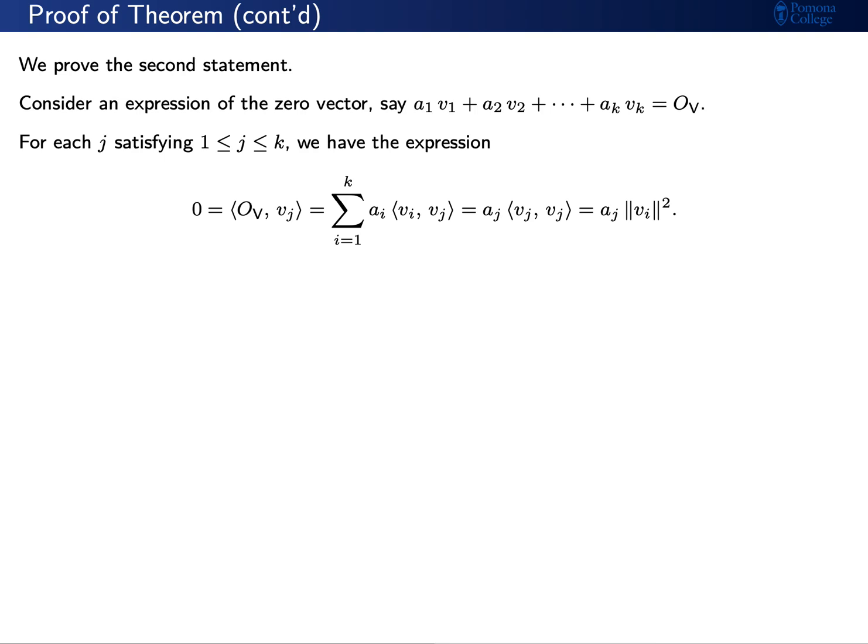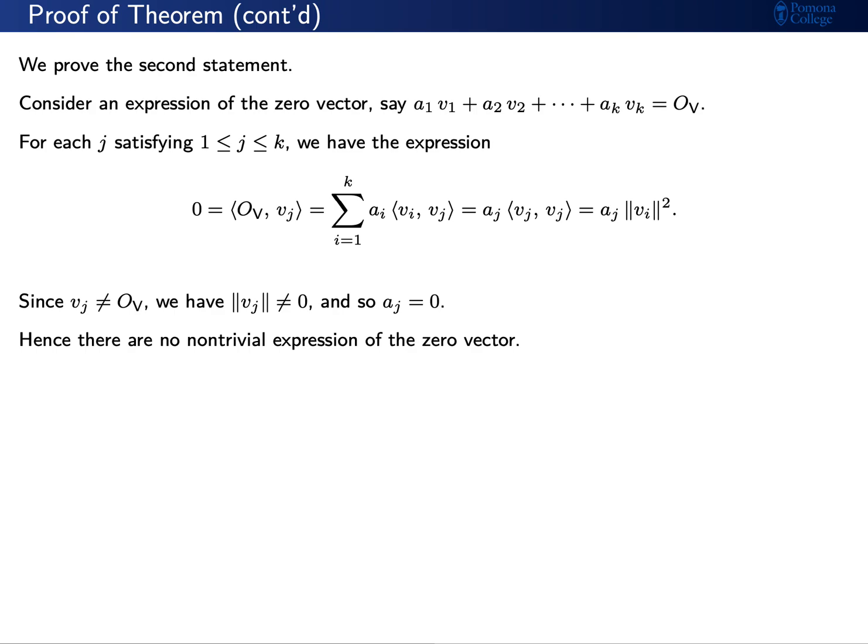If we take the inner product of this sum with our vector v sub j, then of course the inner product of any vector with the zero vector is zero as a scalar, but also using the fact that we have an orthogonal set, we now see that we actually have a sub j times the square of the norm of v sub j. However, v sub j is not the zero vector, so its norm is non-zero, thereby showing that the scalar a sub j must be zero.